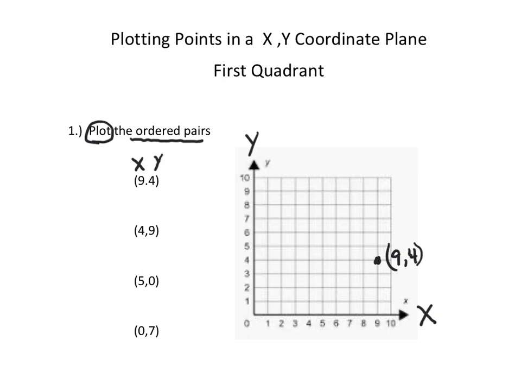For the second ordered pair, we have 4 is the x-coordinate, and 9 is the y-coordinate. So that means I need to go to 4 on the x-axis, and I need to go up 9. Up 1, up 2, up 3, up 4, up 5, up 6, up 7, up 8, up 9. Where I have the red dot, that's the location of the ordered pair 4, 9. So I'm going to put a dot there and label that 4, 9.